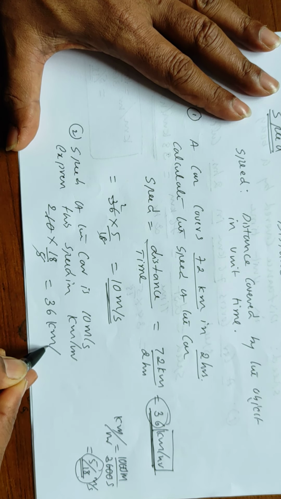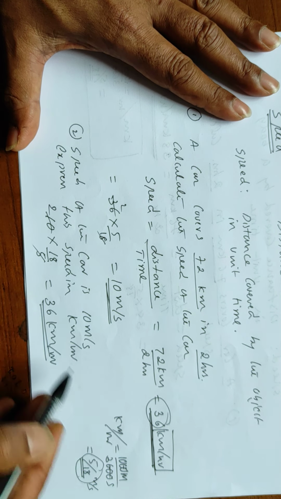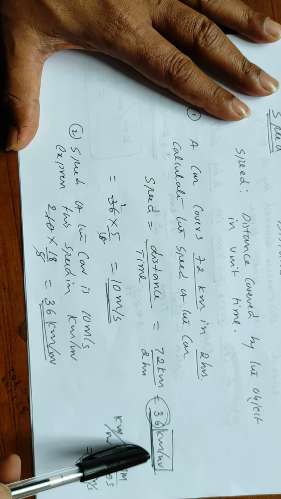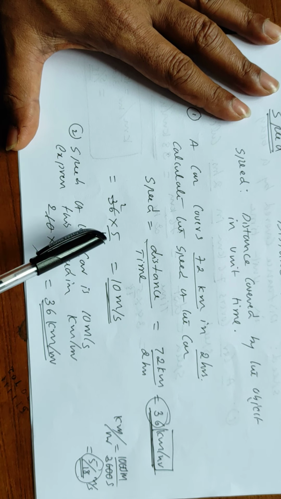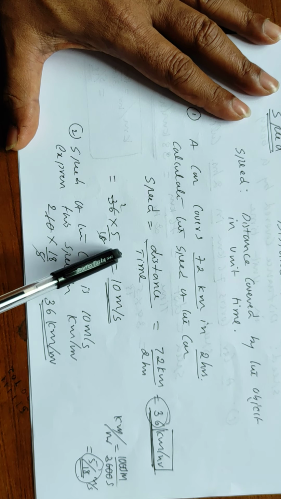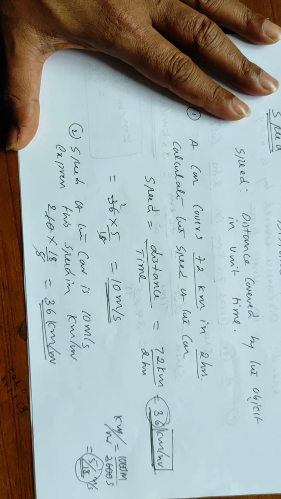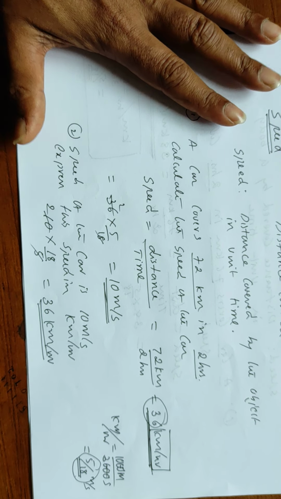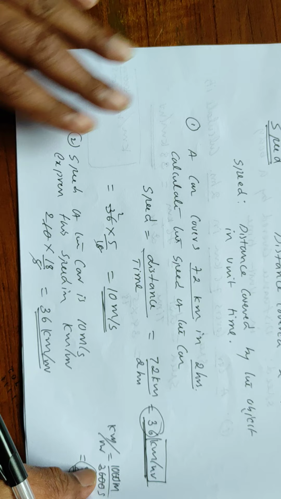36 kilometers per hour. So whenever speed is given in kilometer per hour, you multiply that magnitude by 5 by 18, and you will get the speed in meter per second. If the speed is given in meter per second, multiply by 18 by 5, and you will get the speed in kilometer per hour.